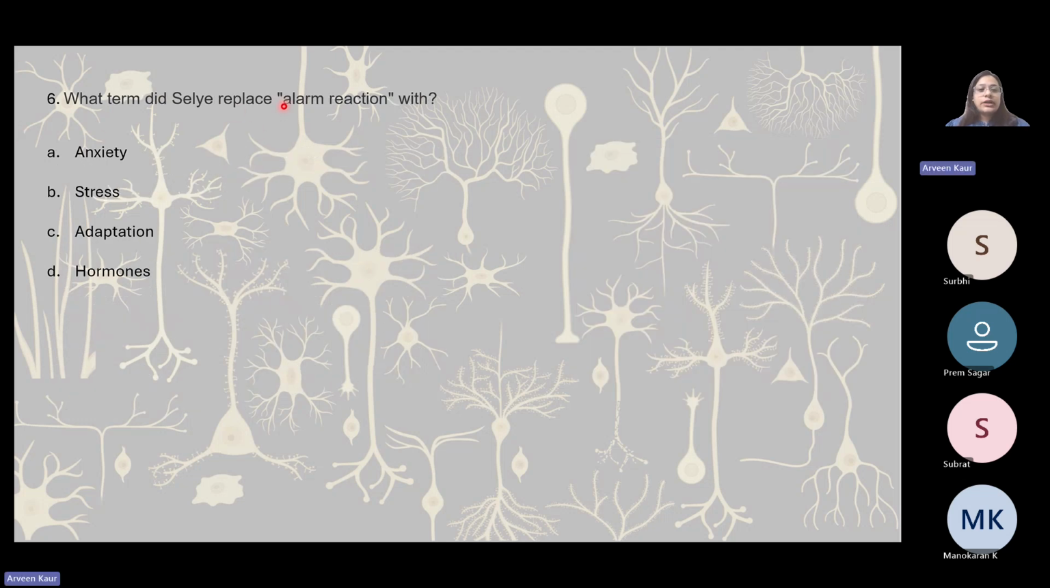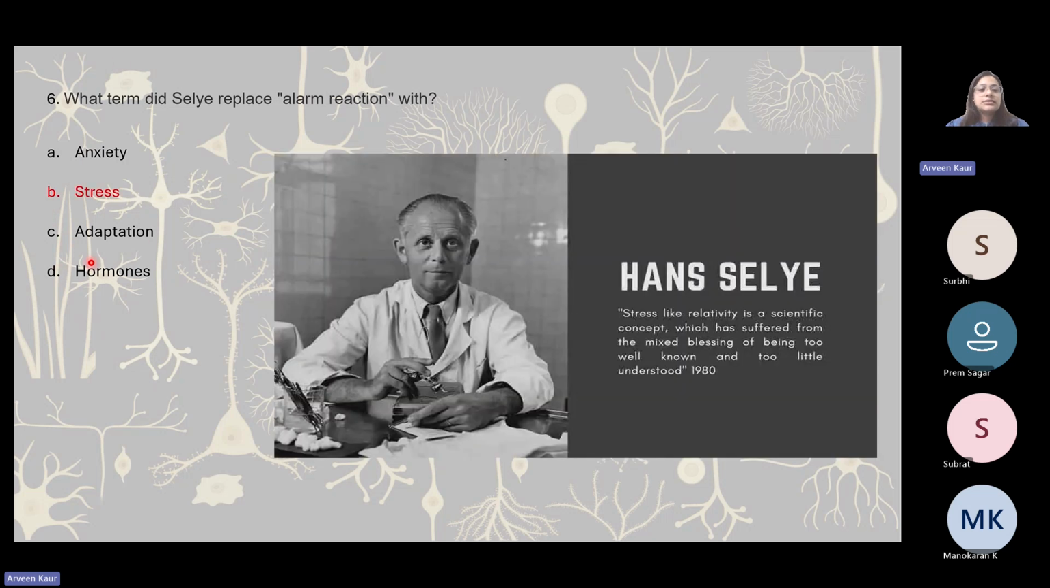So, what term did Selye replace alarm reaction with, right? So, was it anxiety or stress or adaptation or hormones, right? So, the answer is simple, it was stress. So, Hans Selye was a person who extensively worked on and described what stress is, right?